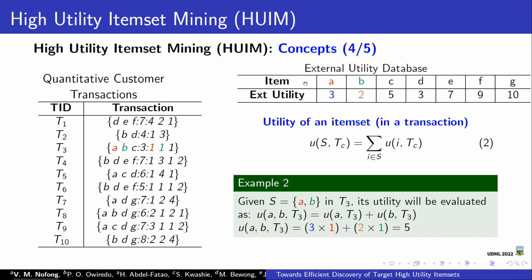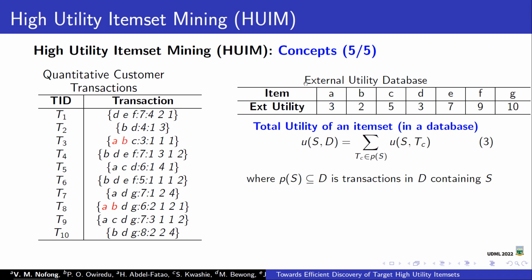When we look at an example like A and B in transaction 3, the utility of the itemset AB in transaction 3 will be evaluated as the utility of A in transaction 3 plus the utility of B in transaction 3. That gives us 3 times 1 plus 2 times 1, which gives us 5 as the utility of the itemset AB in the transaction.